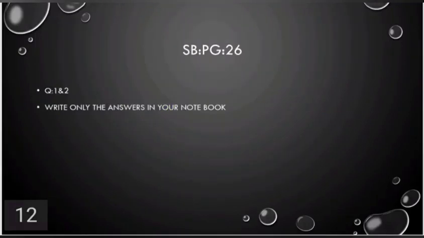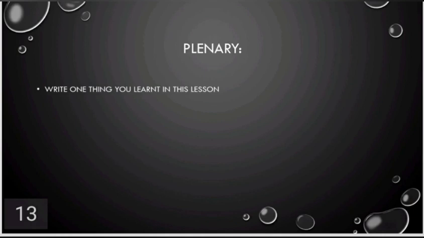And for your notebook activity, you're going to write the answers to your student book questions, page number 26. The questions are, explain in a very simple way the life cycle of a plant. And second, look at this table about the life cycle of a plant and can you add anything more to the table? So you're going to base your answer on the table that you can see on pages 26 and 27 of your student book.